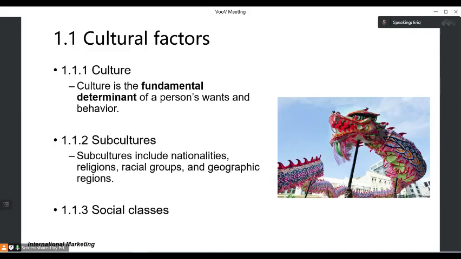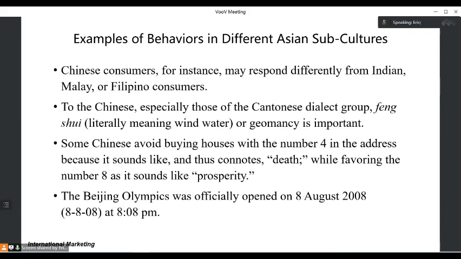Okay, this is about subcultures in our university culture. Culture and subculture are important. Marketers should know this, and we should find some cultural factors to appeal to consumers. So about this one, I want to share these examples.